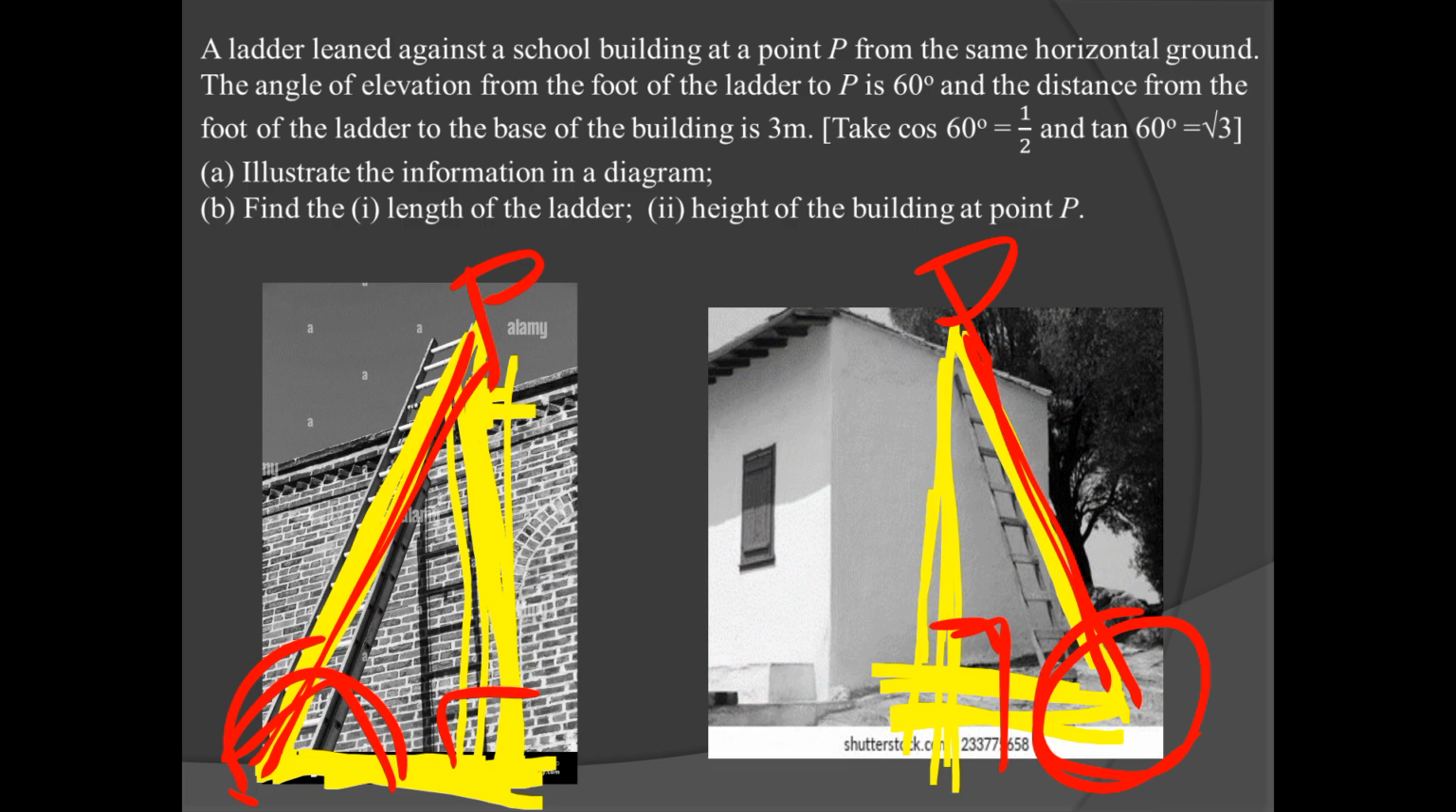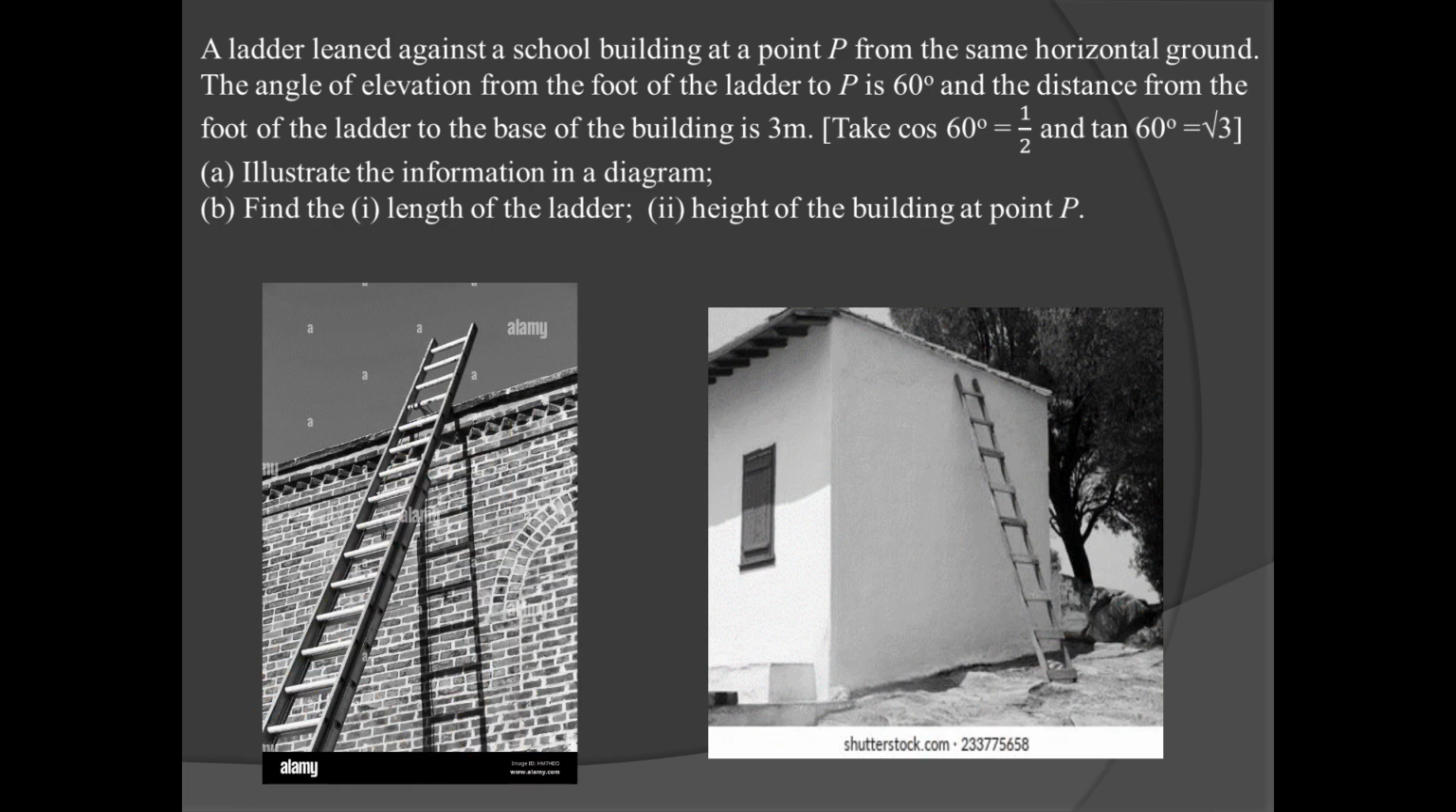The angle of elevation from the foot of the ladder to P is 60 degrees. I said angle of elevation means the angle that the observer sees when we look upwards. Okay, so now we are saying the point is P, right? So let me now use one of the diagrams, only one of the diagrams. Okay, so let me use this one.